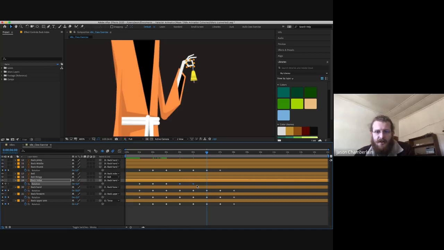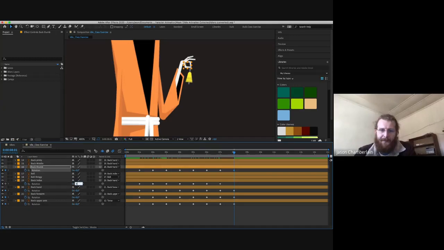So you guys will see that you can't copy and paste multiple keys over multiple layers. It duplicates the layer, unfortunately. So we have to do that layer by layer.